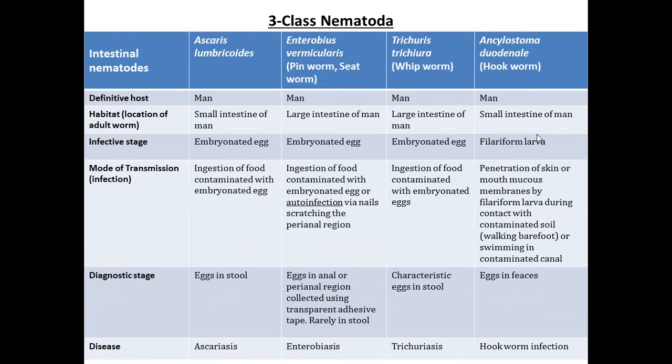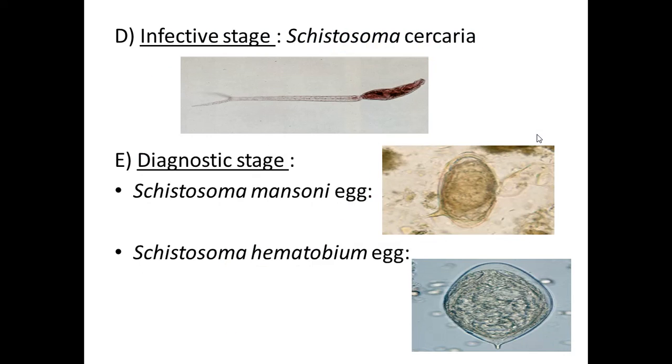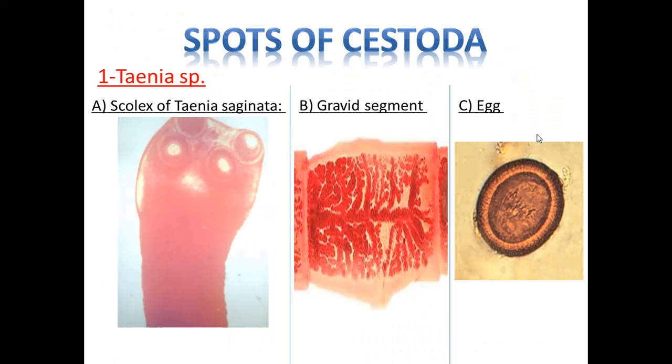Okay, now we are going to see the spots of class Cestoda. Spots of Cestoda. In case of Taenia species, we will see the scolex of Taenia saginata. The scolex, which is the head. The scolex of Taenia saginata is like this, like a square.